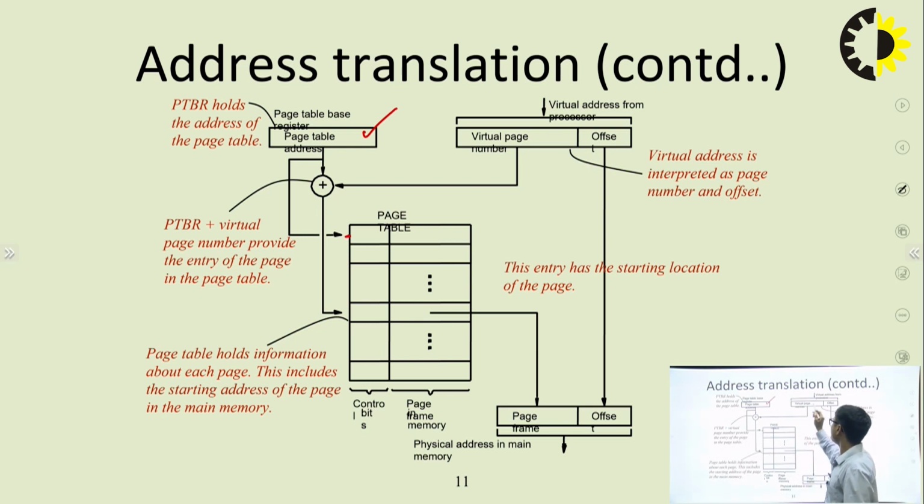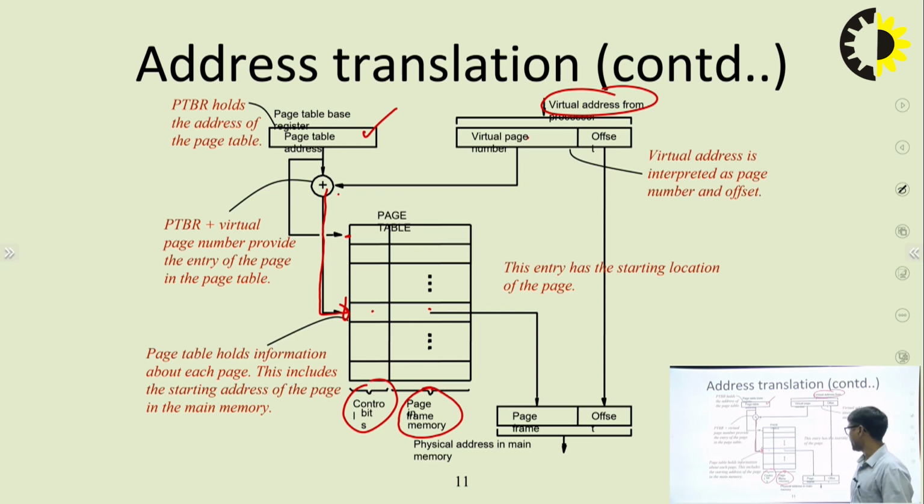Okay. So when a virtual address or logical address is generated, it has two parts, virtual page and offset. The virtual page goes to hardware that adds the page table base with the virtual page number, and it points to a particular location in the page table. Here there are two entries. One part is the control bits and another part is the page frame where the particular page will be available. By reading this page frame number, we add it with the offset, and this gives the physical address. So what is the purpose of the control bits?